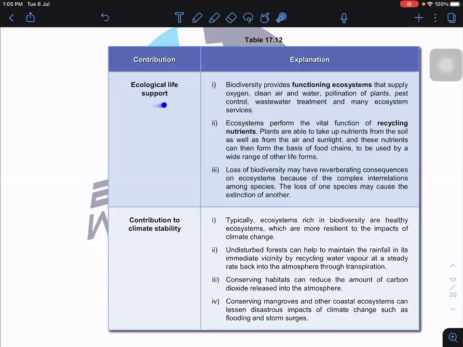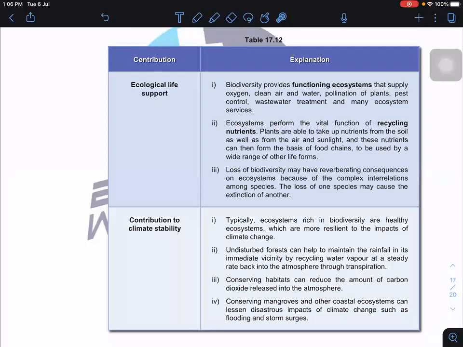So first, we talk about ecological life support. What does ecological life support mean? When we talk about biodiversity, we mean the species diversity. It provides a functioning ecosystem that supplies oxygen, clean air, water, pollination of plants, pest control, wastewater treatment, and many other ecological services. For example, for oxygen we need plants, correct or not? For clean air, plants can also help trap particles. For pollination of plants, we need insects. For pest control, for example, we have biological control of these pests. And wastewater treatment is done by certain bacteria. So these are the ecological life supports performed by this variety of organisms.